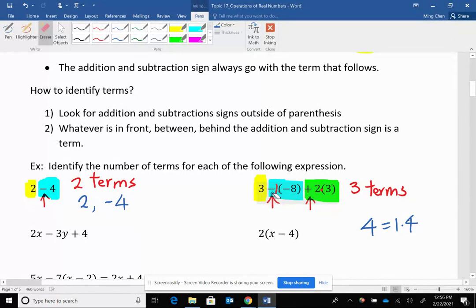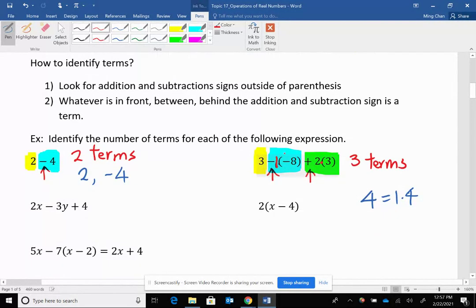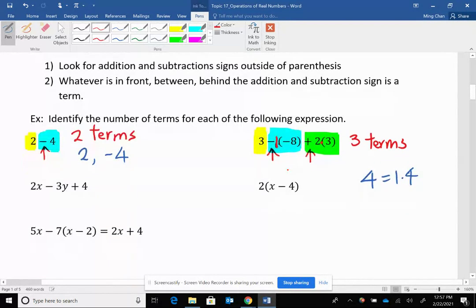So this subtraction sign goes with the term that follows. This subtraction sign has to be part of that second term. So in reality, your second term is really what? It's really a negative 1 times that negative 8. It's a kind of strange way of looking at it. We'll talk about multiplication here in a little bit.